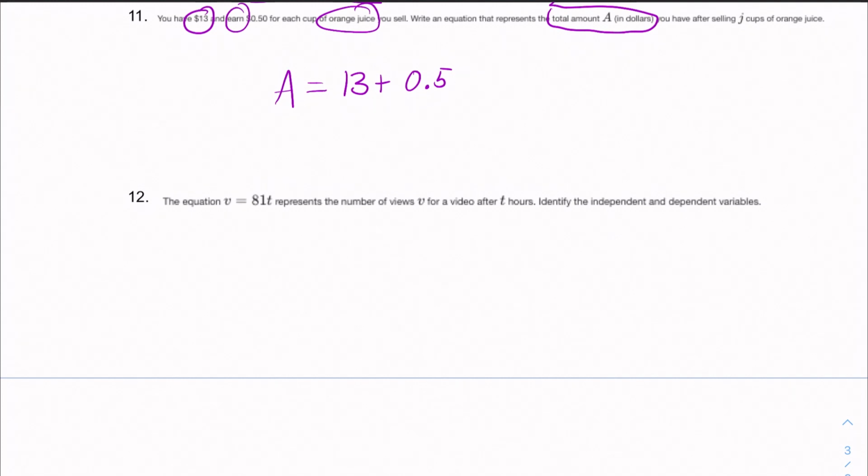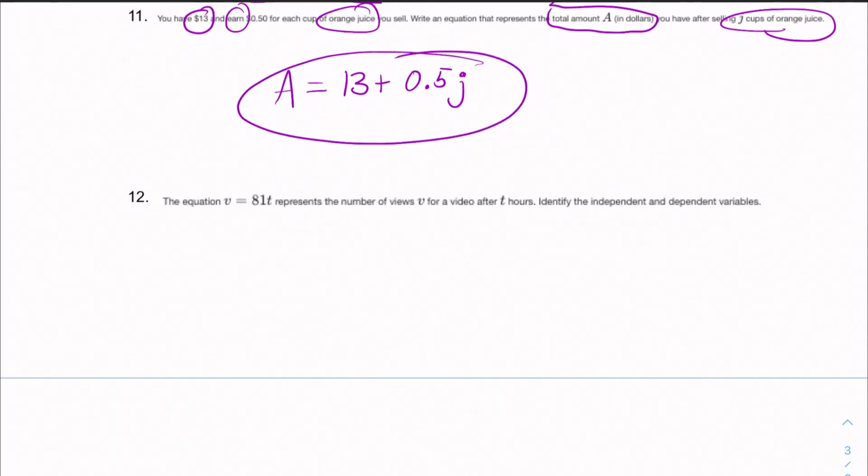And it tells me over here that the orange juice is J. So I get 50 cents for every cup of orange juice. So that's going to be the total equals what I started with, 13, plus 50 cents per cup of orange juice. So that's 0.5 times J for all the orange juice. That's the equation.